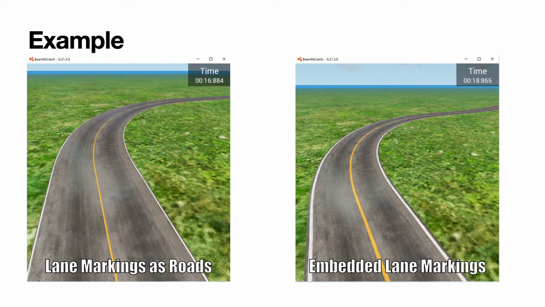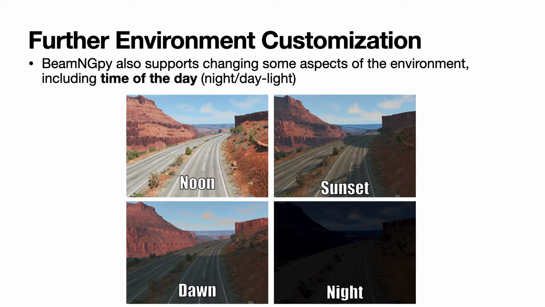There may be other ways, of course. Once you load a map, there are additional customizations. One that you may care of is the time of the day. So you can use the Python API to tell the simulator it's noon, it's a sunset, it's a dawn, or completely at night. You can even change this while the simulation is running, and this will move the position of the sun, cast different shadows, and have different basically color patterns.